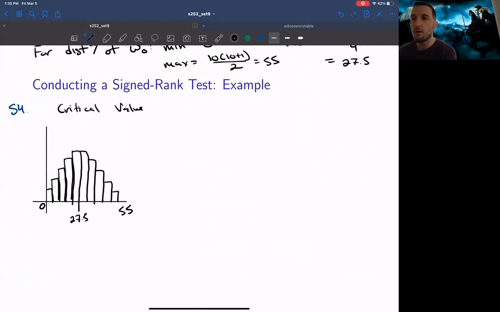All right, now it's a two-tailed test. So we're going to have two critical values, W alpha over 2 and W 1 minus alpha over 2. Let's say that the first critical value falls right about here. So this is going to be W alpha over 2. And then the other critical value will be right around here, which is W 1 minus alpha over 2.